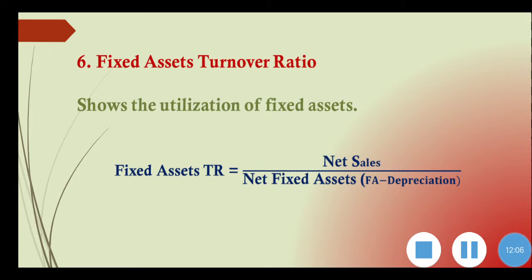We are purchasing fixed assets and everything for generating sales, for generating profit. So this ratio checks whether the company is utilizing its fixed assets for generating sales effectively. A high ratio indicates better utilization of fixed assets, and a low ratio definitely indicates underutilization of fixed assets in generating sales. So that's all about turnover ratios.